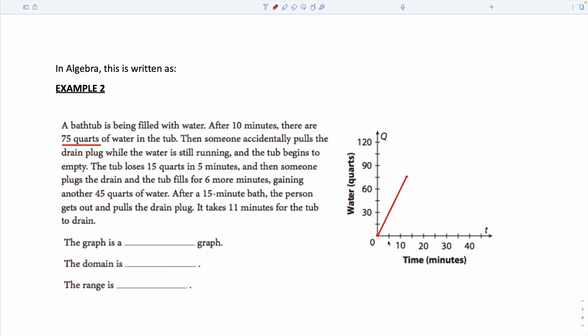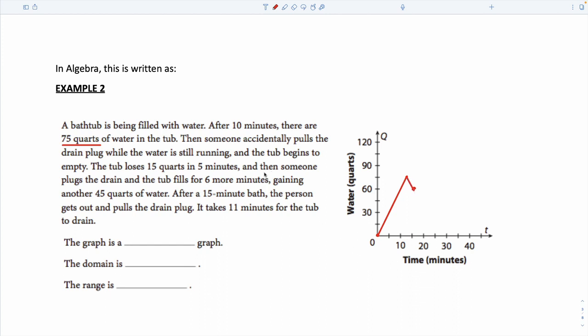Okay, so this is the 10 minutes. Then someone accidentally pulls the drain plug, which may or may not be my 6-year-old son, and the water is still running. The tub begins to empty. From this point, the tub loses 15 quarts in 5 minutes. From 10, go over to 15, it loses 15 quarts. So in 5 minutes, at 15 minutes, go down 15 quarts.